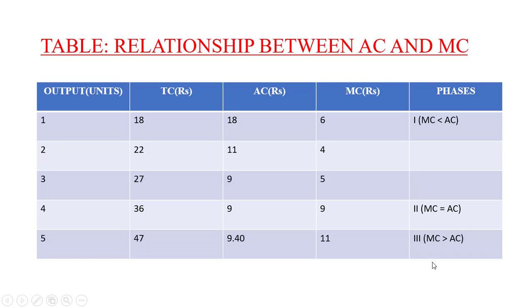Okay. Next phase is MC becomes greater than AC. Now you see here, MC is 11 and AC is 9.40. That means MC is greater than AC, right? So this becomes our third phase.